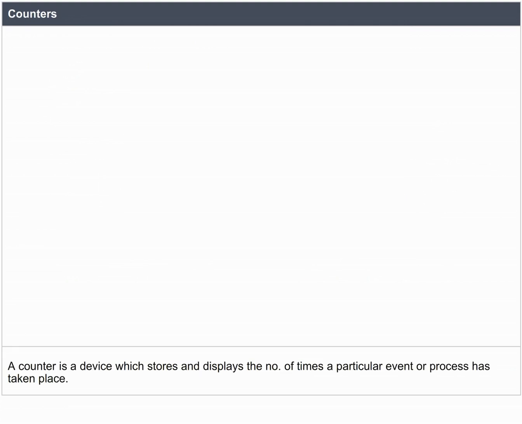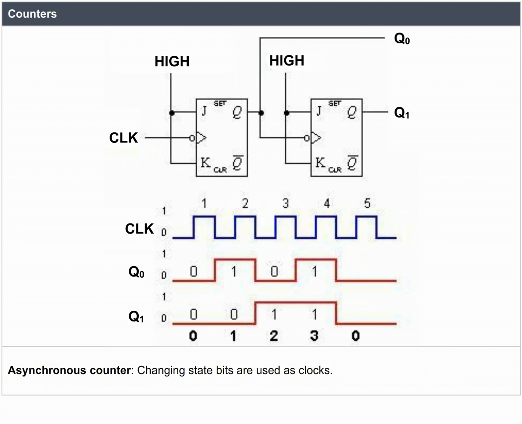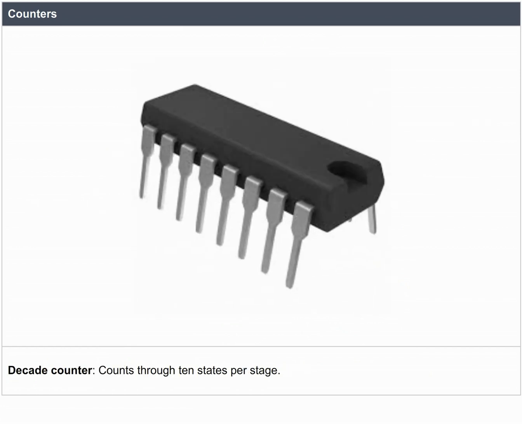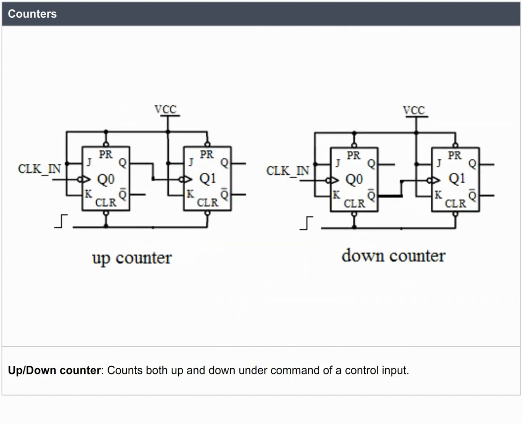Counters. A counter is a device which stores and displays the number of times a particular event or process has taken place. Asynchronous counter. Changing state bits are used as clocks. Synchronous counter. All bits change under a single clock. Decade counter. Counts through 10 states per stage. Up-down counter. Counts both up and down under command of a control input.